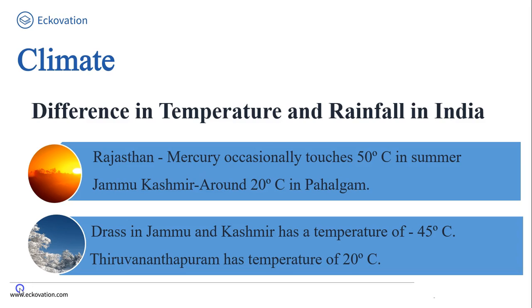Friends, when we talk about winter nights, the temperature at Dras in Jammu and Kashmir may be as low as -45 degrees centigrade, whereas friends, when we talk about Trivandrum, it has a temperature of 20 degrees centigrade at the same time. So friends, we can see that there is a variation of temperature throughout our country at a certain point of time.